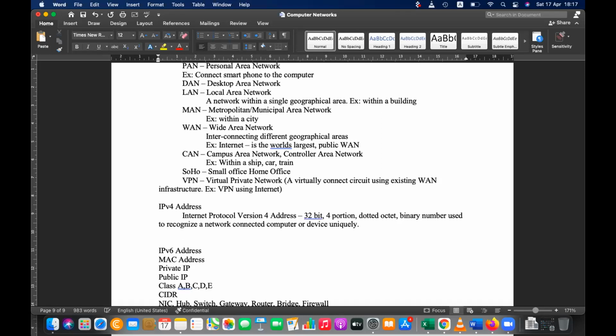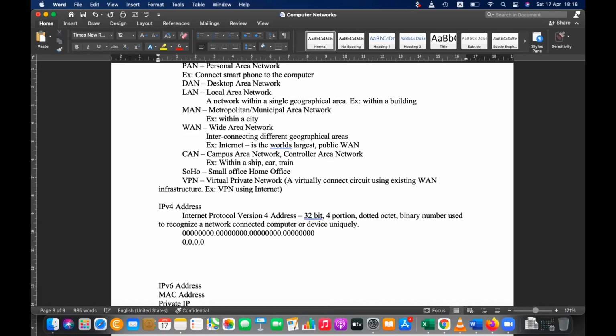It's 32-bit. 32-bit means 8 bits, 8 bits, 8 bits, and 8 bits. So altogether 32. 8 plus 8 plus 8 plus 8: 8 plus 8 is 16, 16 plus 8 is 24, 24 plus 8 is 32. Then the decimal value will be 0.0.0.0.